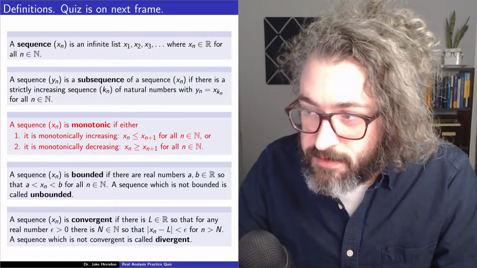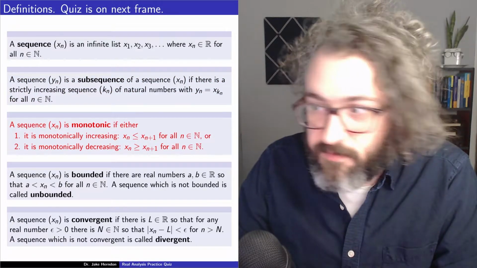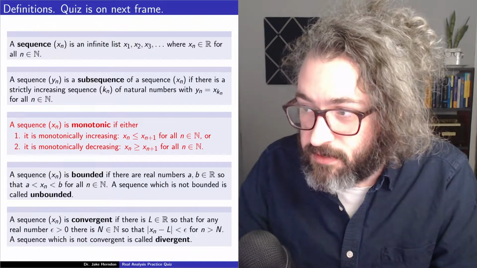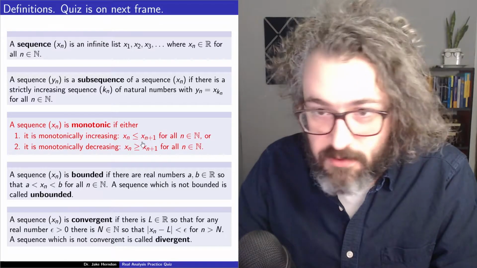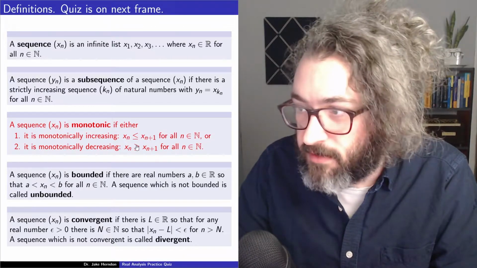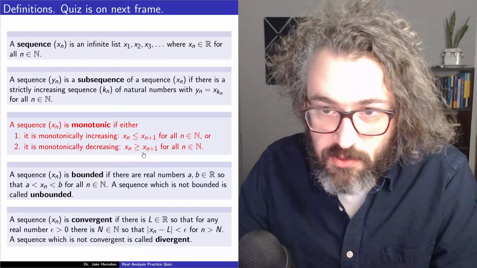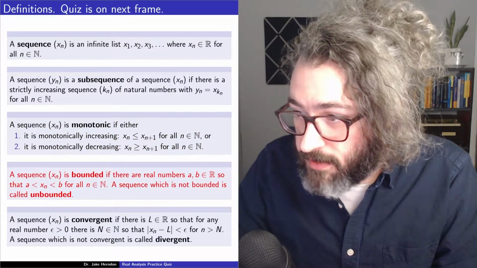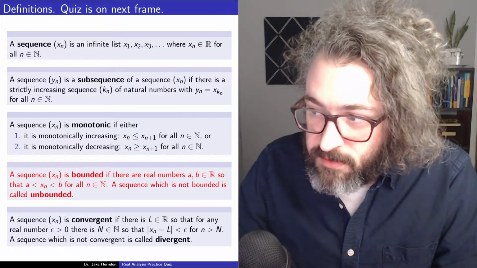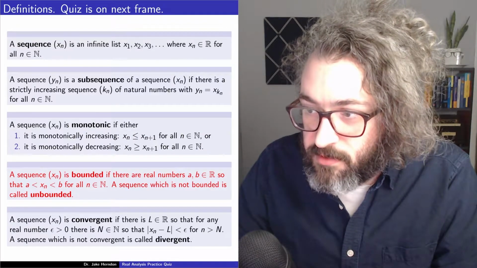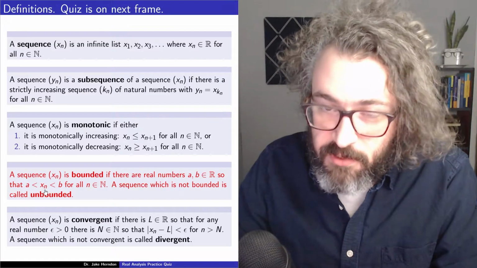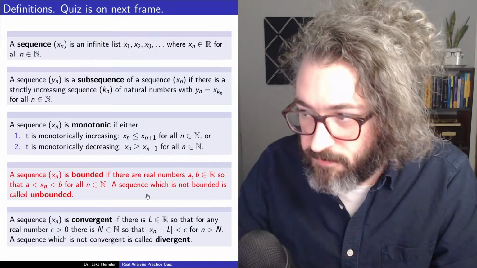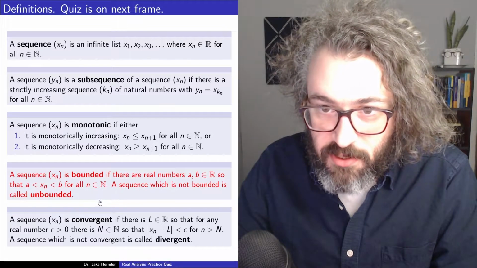A sequence x sub n is monotonic if it's either monotonically increasing or monotonically decreasing. So increasing just means the terms are getting bigger or maybe staying the same, and decreasing just means the terms are getting smaller or maybe staying the same. And a sequence x sub n is bounded if there are real numbers a and b, so that every term in the sequence is bigger than a but smaller than b. And if the sequence is not bounded, it's just called unbounded.